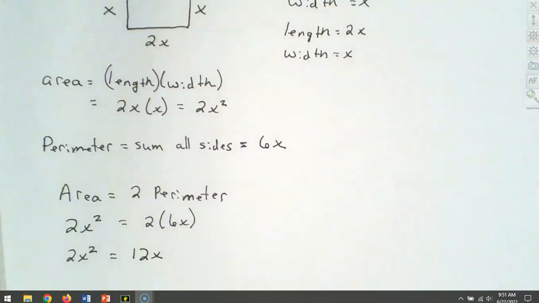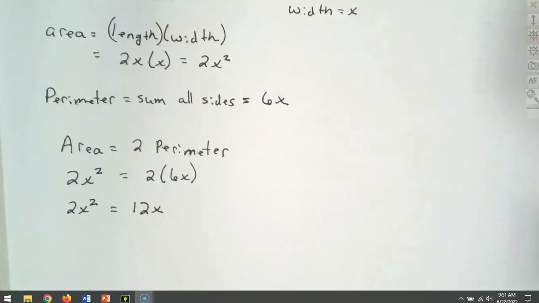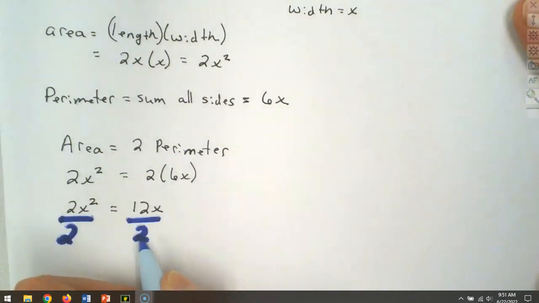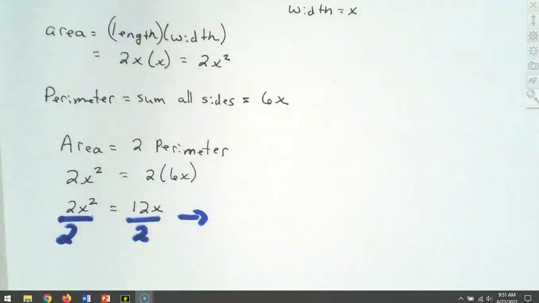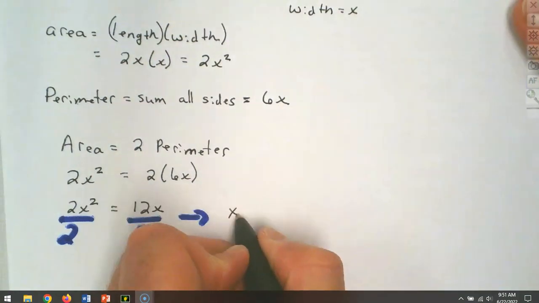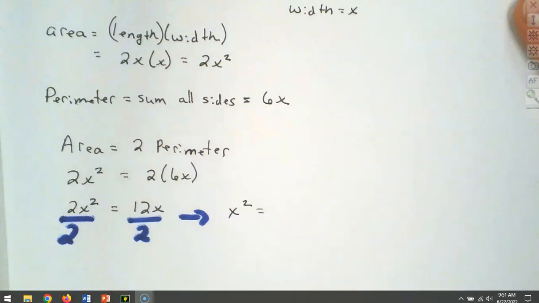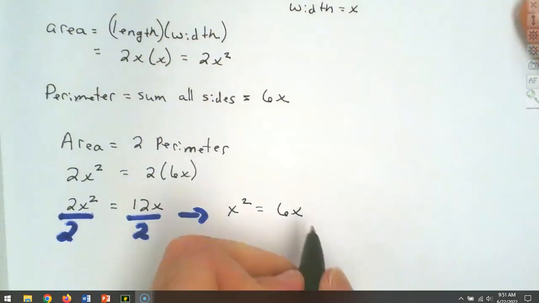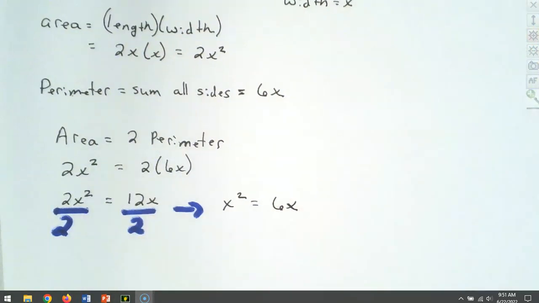What can we do? Well, we have a 2 and a 12. They both have a what in common again? Looks like they both have a 2 in common, don't they? So whatever we do to one side, we can do to the other. Divide everything by a 2. That's going to simplify this down a bit. And now we've got x squared equals 6x. Is everyone okay with that so far?